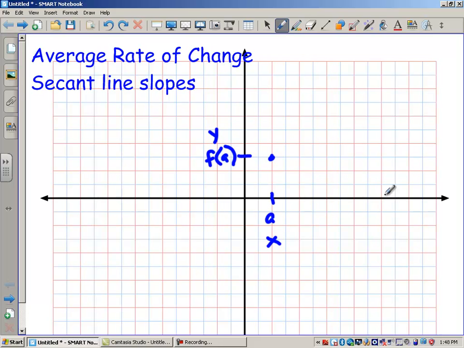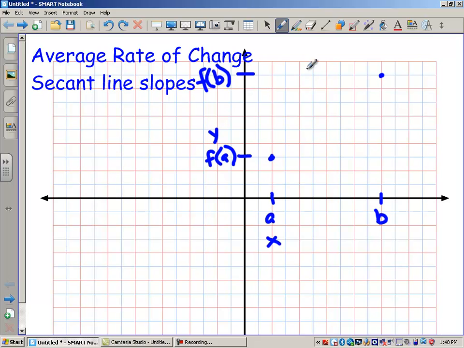And let's go further on the x-axis here. Let's come out here to a second point, and I'll call it B. And I'll go up there and I'll label that y coordinate. What do you think I'm going to label that y coordinate? Well, that's going to be f of b. So again, you've got a y coordinate, and we label that f of b. So that's like f of x is your y coordinate.